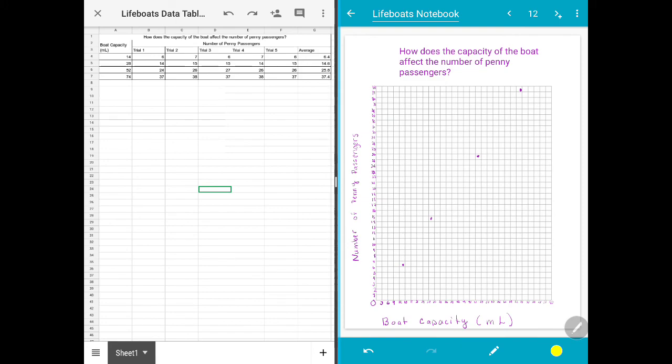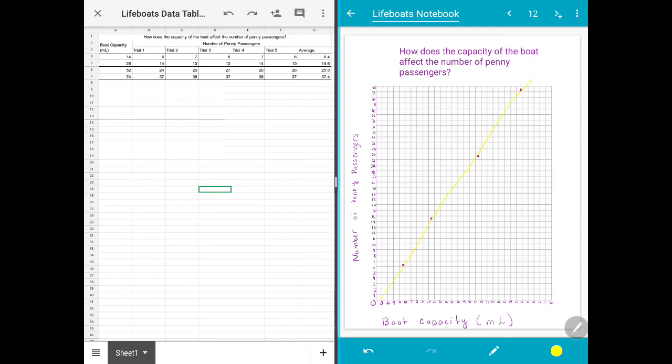The first thing you should ask yourself is, looking at this data, will my trend line be a straight line or a curved line? Looking at my data, I think it looks like a straight line. So I'm going to do one continuous straight line, and there's my trend line.